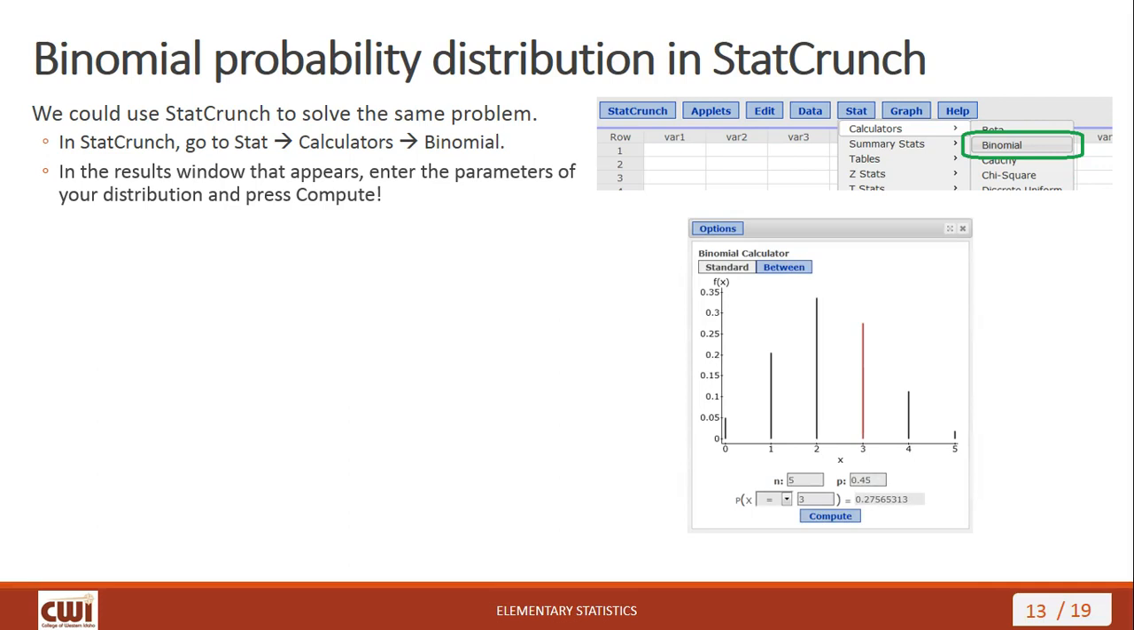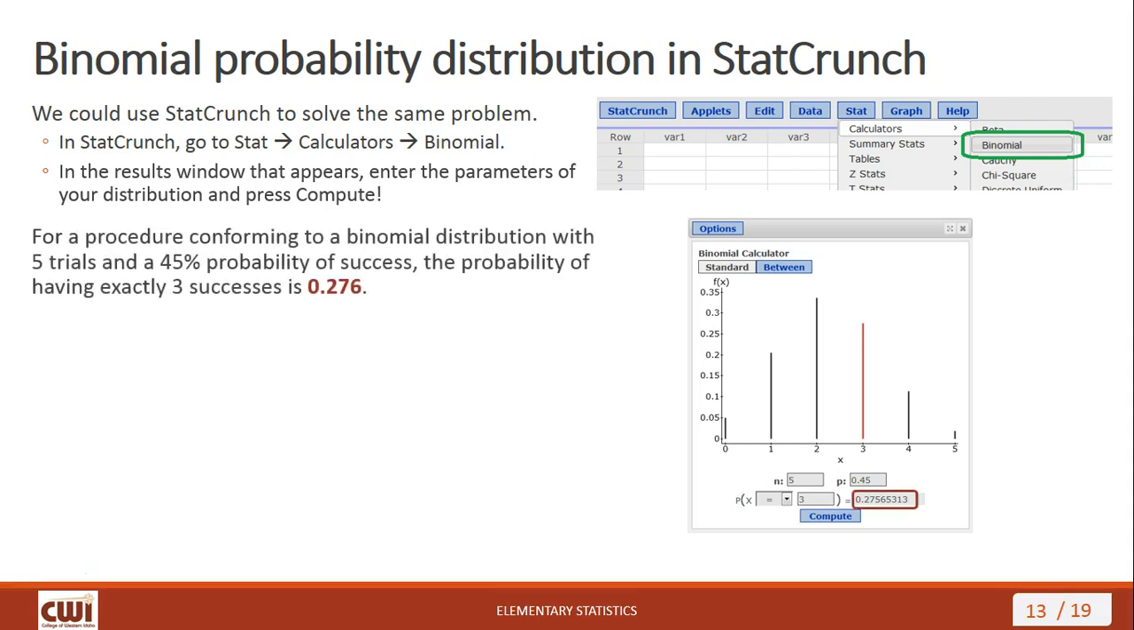We're going to enter in our parameters. So notice we have n equals 5 down at the bottom. Then our probability of success is 45%. We want the probability of exactly 3 successes. So that means from our drop-down menu, we're going to select the equal sign because we want exactly 3. And then we're going to put a 3 next to it. And then we hit Compute. And notice how we get the same number that pops out at the end. So 0.276 is the probability of success.